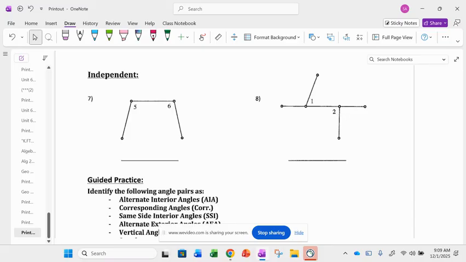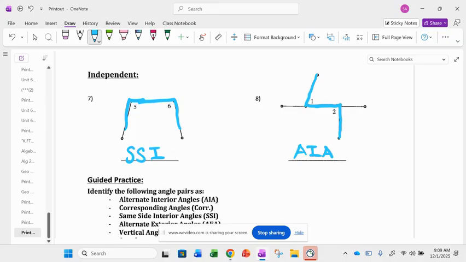Okay, so what you should have done is trace the two angles and then connected them. This is a C, so this is SSI, same side interior. Then here, when you trace the two angles and connect them, that's a Z. It's a very weird looking Z, but it is a Z. So this is AIA.